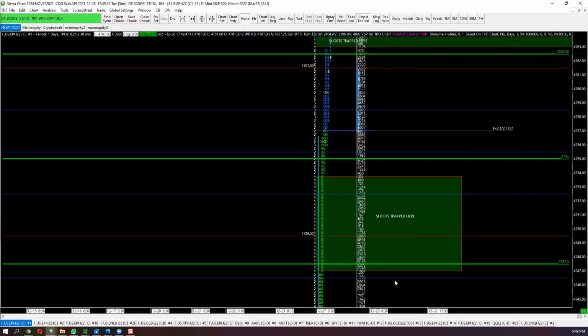So the shorts are trapped here. So we know that there's going to be buying at these areas, because the more shorts are trapped, the more they're likely to buy at higher levels, because they know that they're competing for product.